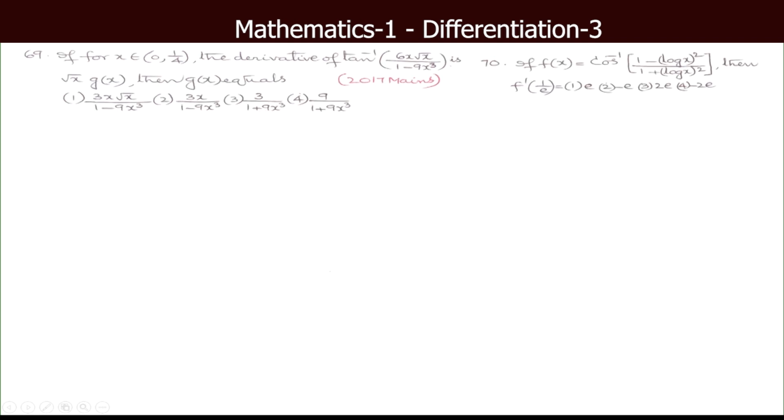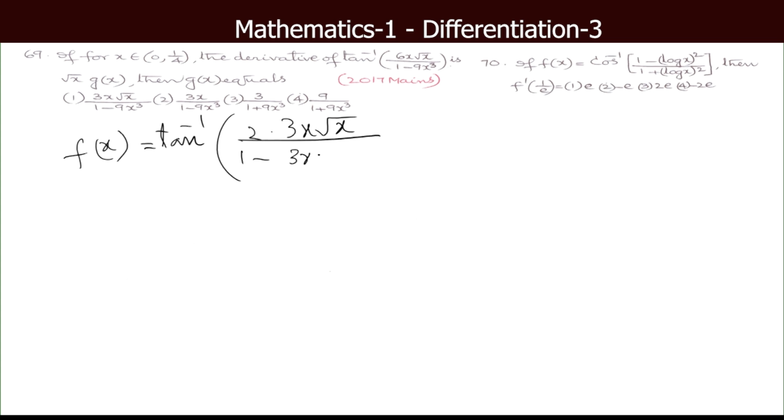Okay, next. If for x belongs to 0, 1 by 4, f x is the derivative of arctan 6x into root x by 1 minus 9x cubed. Well, f x is equal to arctan 2 into 3x root x by 1 minus 3x root x whole square.